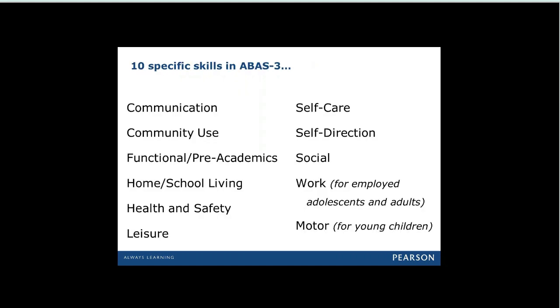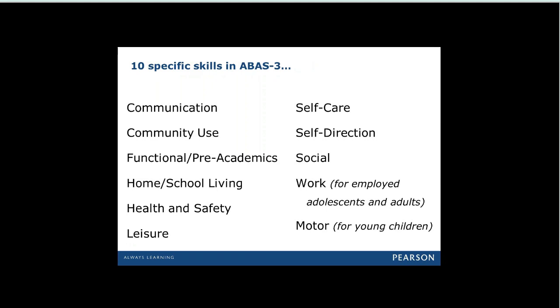So there are 10 specific skill areas in the ABAS 3. And if you've used the ABAS 2, these are pretty self-explanatory and consistent with that. So the first one is communication, community use, and functional pre-academics. I'll show you how they're organised in a moment into the 3 adaptive domains. Then we have home or school living, health and safety, leisure, and then self-care, self-direction, and social.